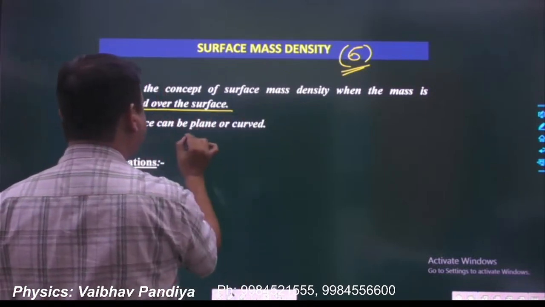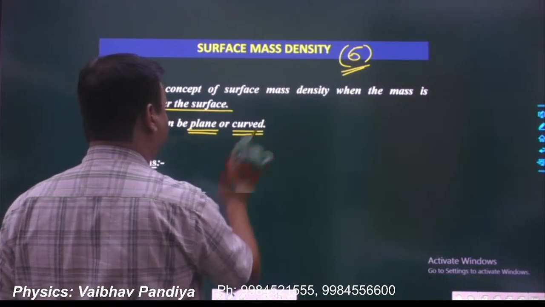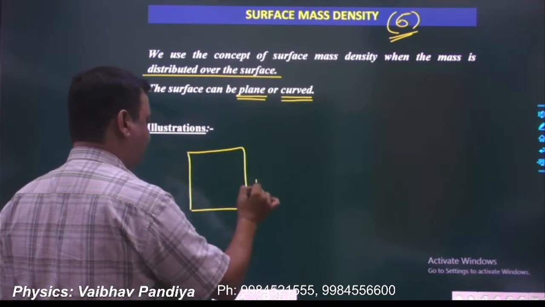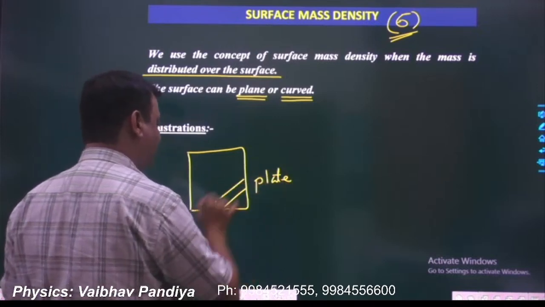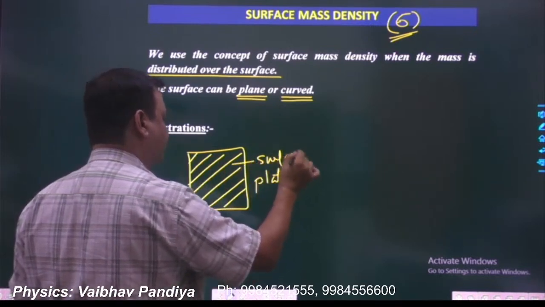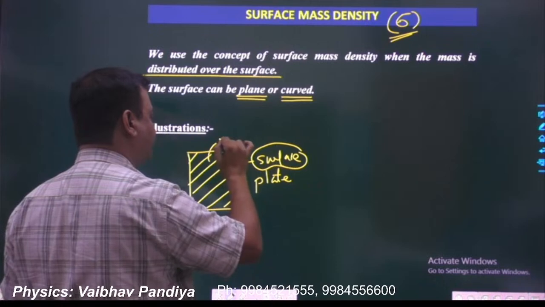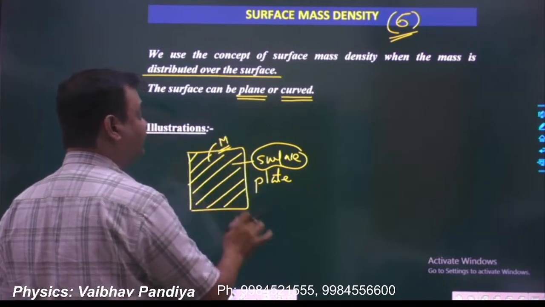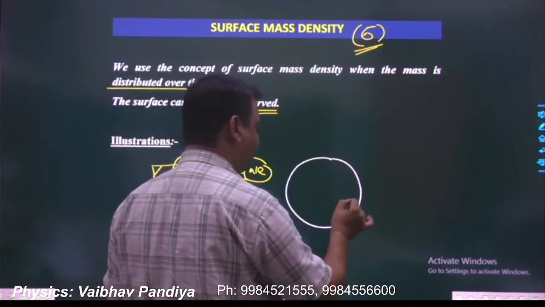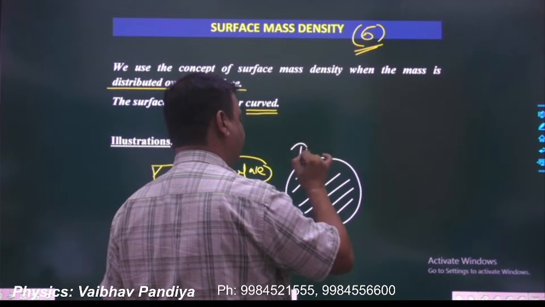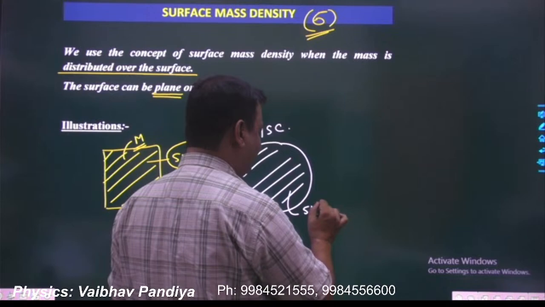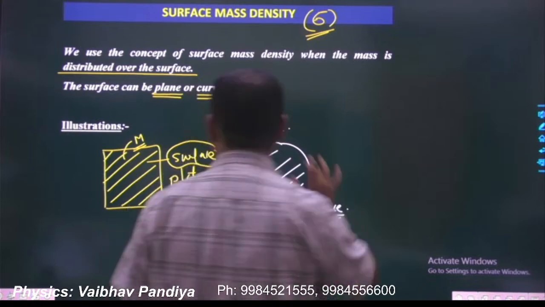Now, the surface can be plane or the surface can be curved. Suppose you have a plate and there is some mass of the plate. You can see the plate is a surface. So in this case, the mass is distributed over the surface, and we use the concept of surface mass density. Suppose we have a disk. Our disk is a surface. So here also the mass is distributed over a surface, and here also we use the concept of surface mass density.